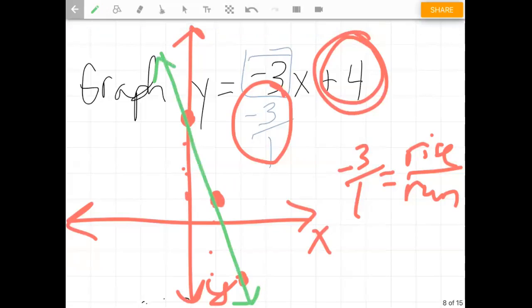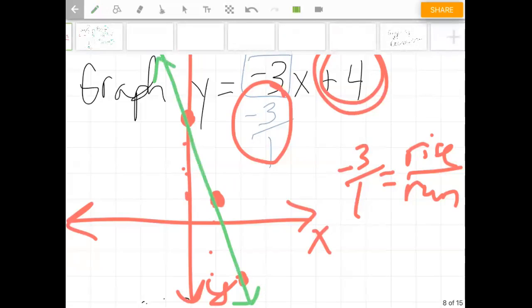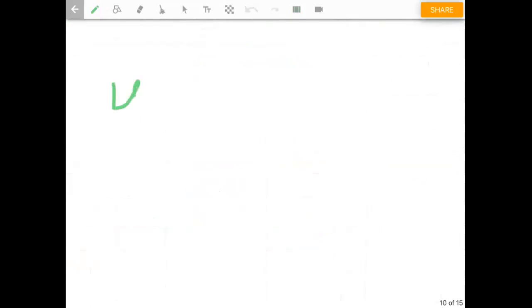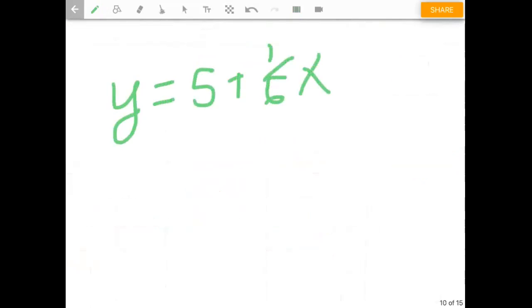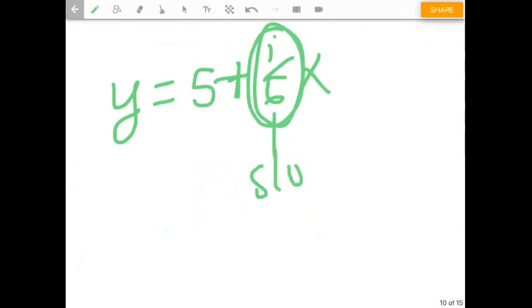So slope-intercept form of equation is in that form. You can see it's pretty easy to graph. Just make sure that you pay attention to which one's the slope and which one's the y-intercept, because sometimes they won't be written in that nice form. You might see it like 5 plus 1/6 x. Well, in this case, your slope isn't the 5, it's the 1/6, because slope is always in front of the x. So this would be your slope, and your y-intercept would be 5.